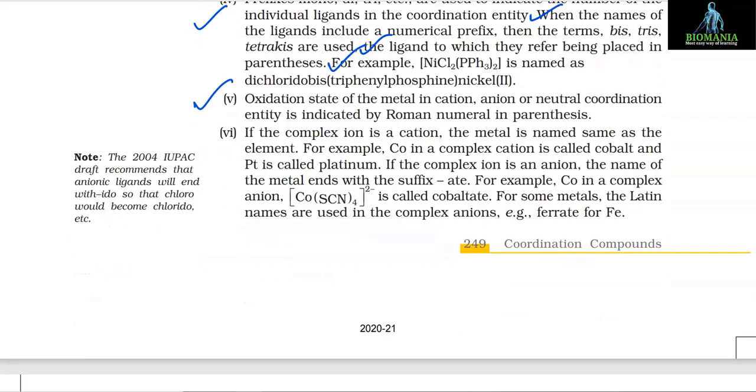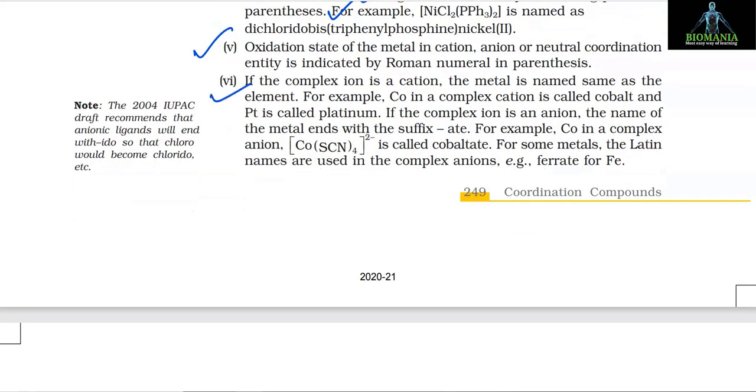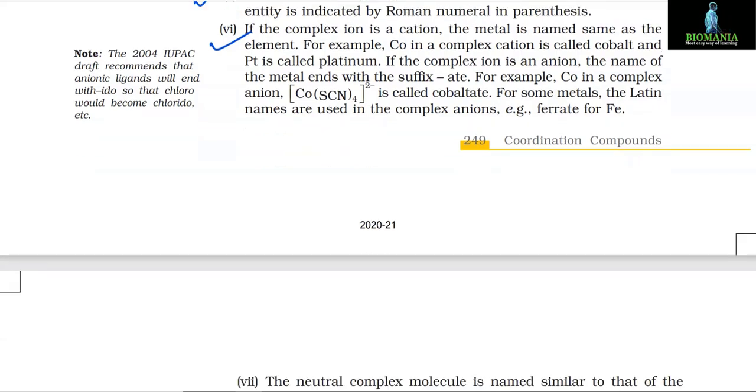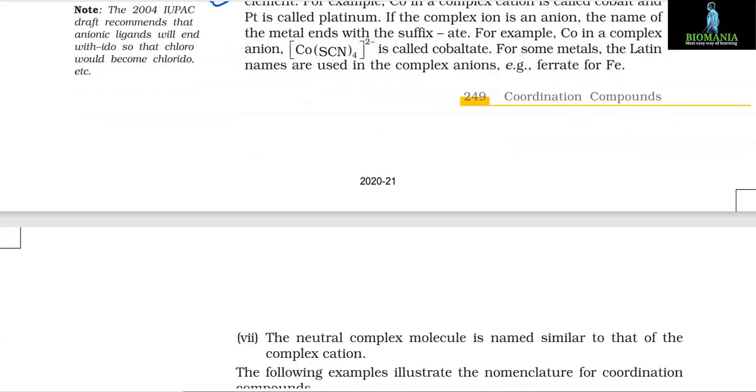Number 5. The oxidation state of the metal in a cation, anion or neutral coordination entity is indicated by a Roman numeral in parentheses. Number 6. If the complex ion is a cation, the metal is named the same as the element. For example, cobalt in a complex cation is called cobalt, and platinum is called platinum. And if the complex ion is an anion, the name of the metal ends with the suffix -ate. For example, cobalt in the complex anion [Co(SCN)4]2- is called cobaltate. For some metals, the Latin names are used in the complex anions, for example ferrate for Fe.